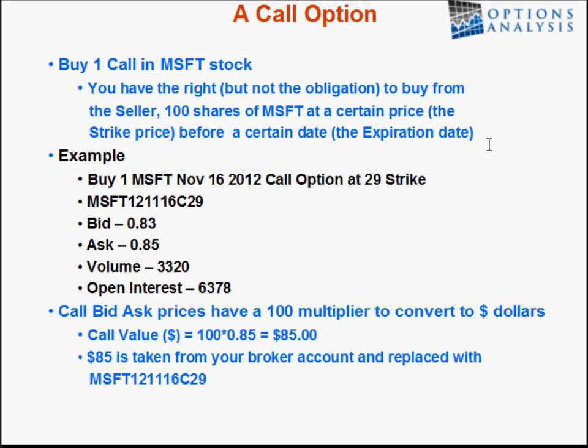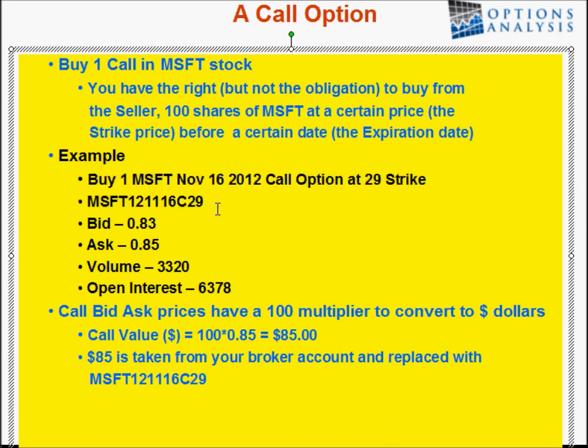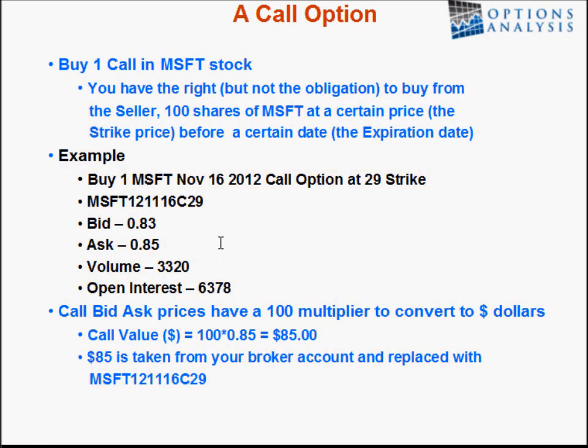You will see this representation of the call option shown here by these categories. It shows the stock symbol, the date, and what kind of option this is, either a C for call or a P for put, and what the strike is to the right of the call letter. If you look at the available data from a broker, you would discover that at the end of day that day the ask for this call option was 0.85 and the bid was 0.83. So somebody will sell this call option to you at 0.85, and somebody is willing to buy this call option from you at 0.83.